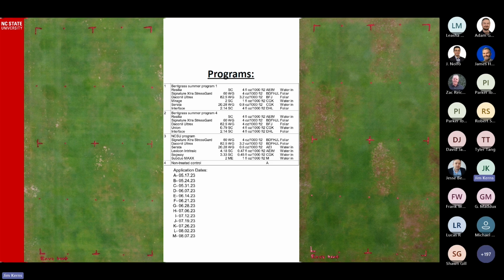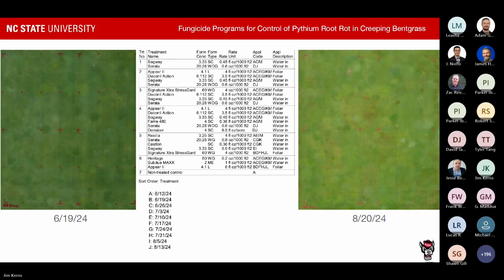Okay. Also, right, I think it's a pretty simple program when you see it. You move into Signature and Daconil through the summer, a couple timely apps of Mirage, of course, the Serrata, and then for foliar control, that Interface. Okay. We did all right, but we struggled early on, right, as you see here, because of that sting nematode presence, and we didn't have anything managing that nematode.